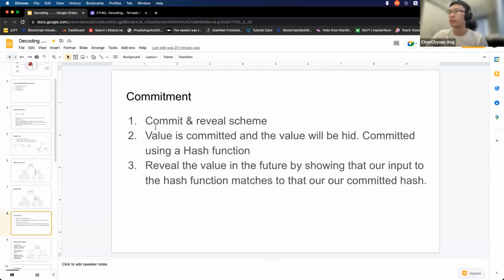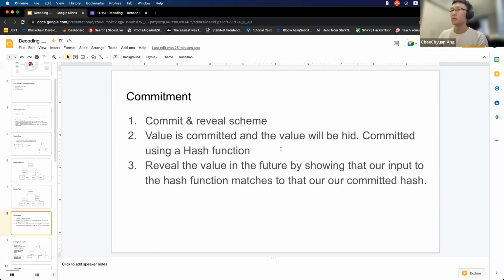Next up will be commitment. Commitments are basically what we use in what we call the commit-reveal scheme. These terms are too wordy, so let me explain in layman's terms. Let's say I'm telling you that I know what's going to happen tomorrow at 2 p.m., but I don't want to tell you exactly, though I want you to trust me that I know. So how do I do it?